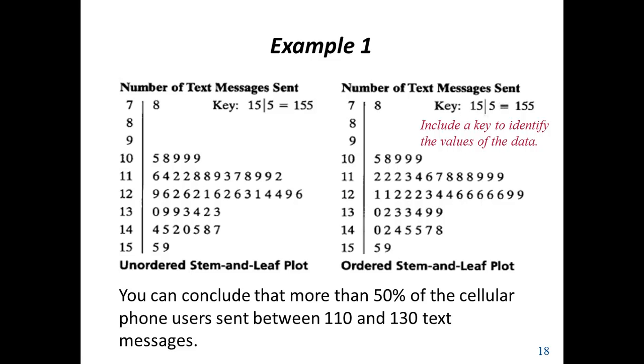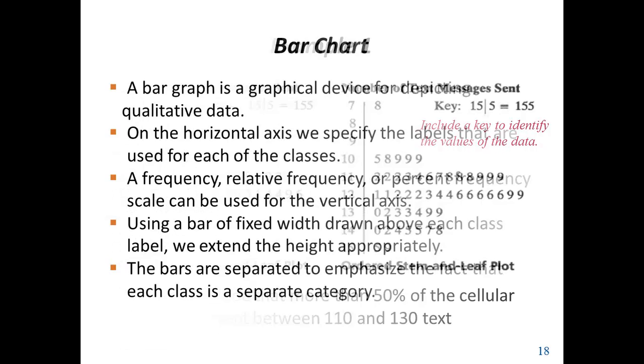Now, if you have too many data, you may have an unordered stem and leaf. If you have few data, 15-20 observations, you can create the stem and leaf directly. And from here, your conclusion is that around 50% of the phone users send between 110 and 130 text messages.